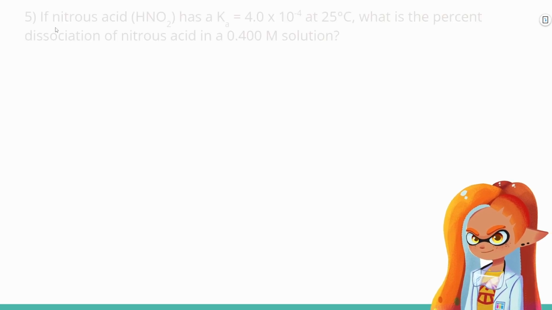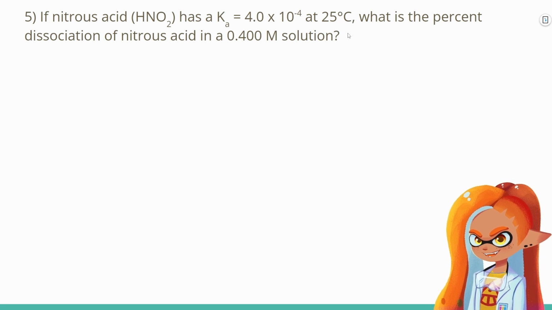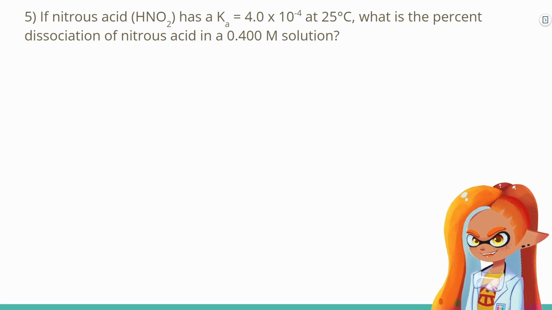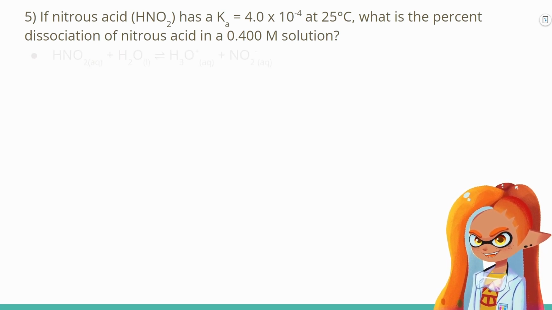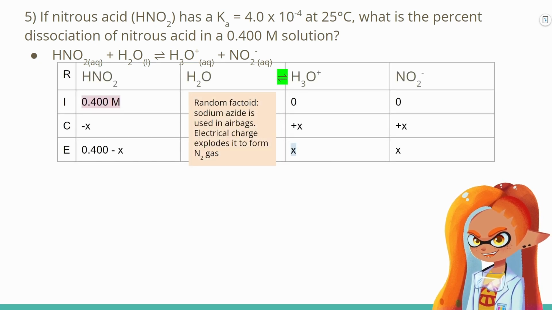Okay, nitrous acid. So if nitrous acid has a Ka value of that at 25 degrees, what's the percent dissociation of nitrous acid? So I set up my reaction as I do here. And so we have our water. The water is acting like a base. It is getting an H from the nitrous acid. And so now I have my two ions on the right side. And just like always, we set up a RICE table.